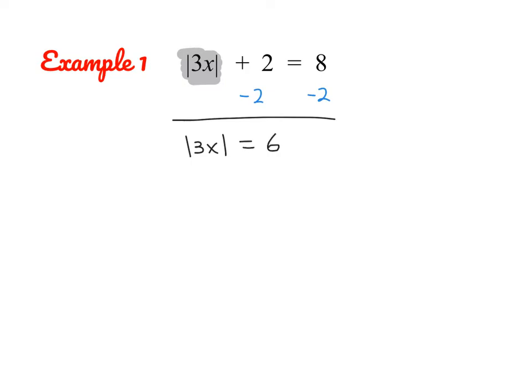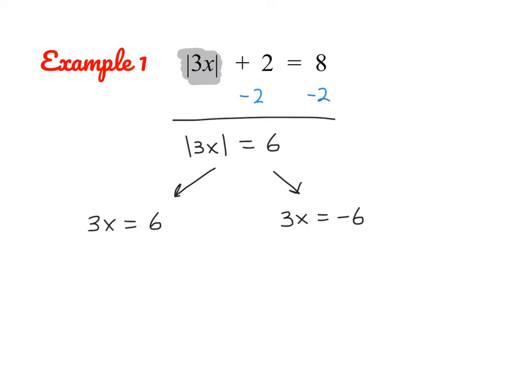So now that we've done that, we're actually going to turn this into two different equations. So we know that absolute values really have a positive and a negative version. So one version will be 3x is equal to positive 6, and then we'll have 3x is equal to negative 6. And notice once we make the two separate equations, we no longer need our absolute value signs.